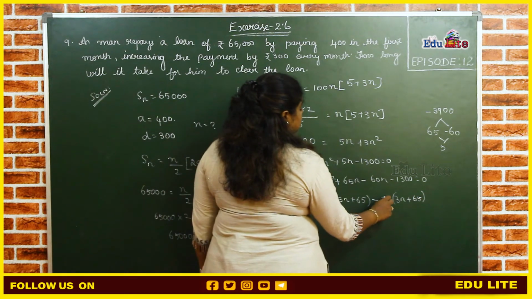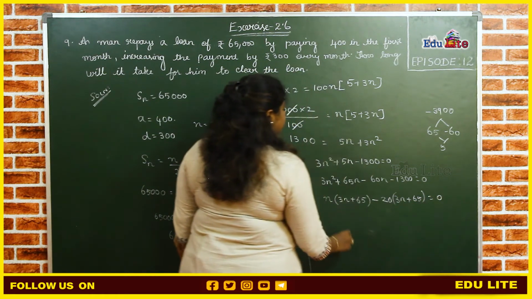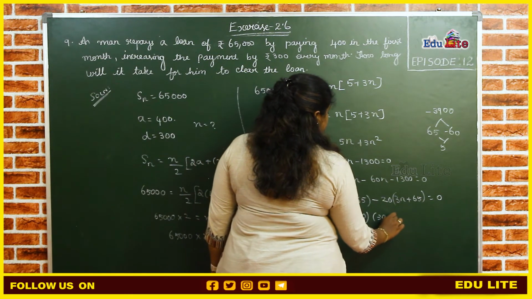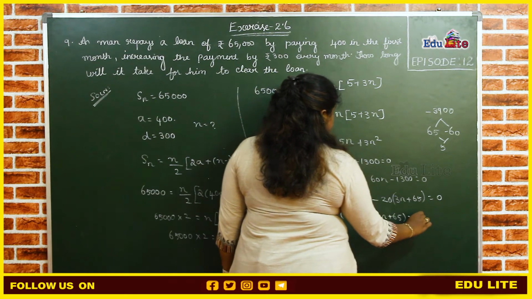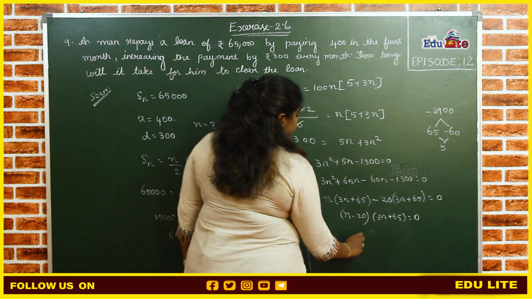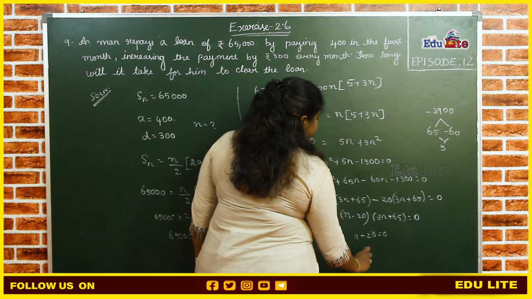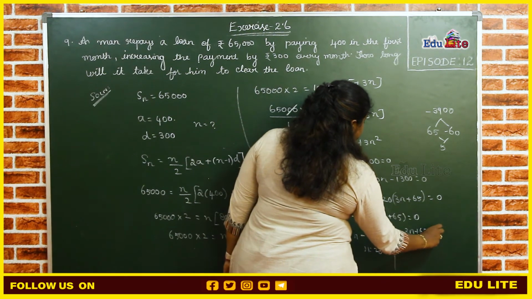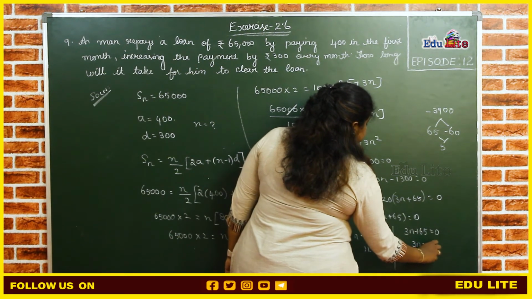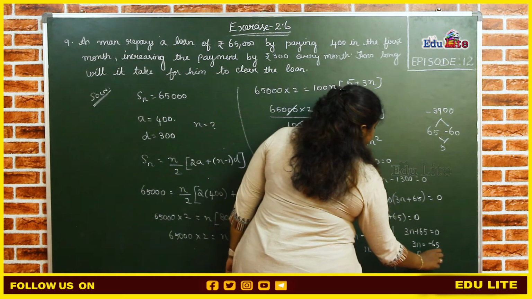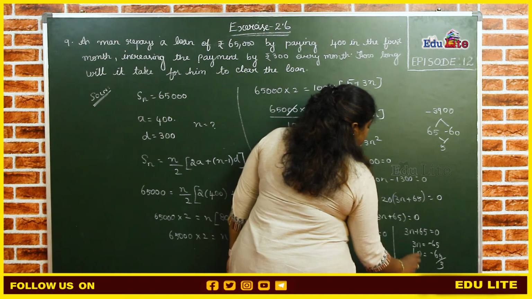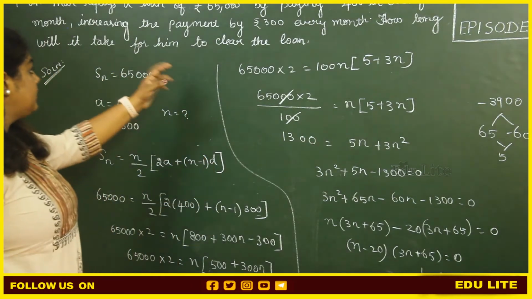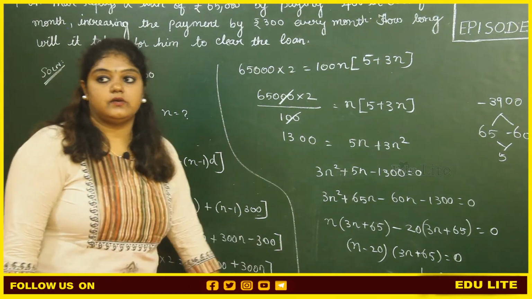Therefore, we can take 20 in common, which is equal to 0. So, (n minus 20)(3n plus 65) is equal to 0. So n minus 20 equals 0, which simplifies to n equals 20, and the other one is 3n plus 65 equals 0. 3n is equal to minus 65, n is equal to minus 65 by 3. The value of n couldn't be negative, therefore the value of n is 20. So, he repays the loan in 20 months. Thus we got the answer.